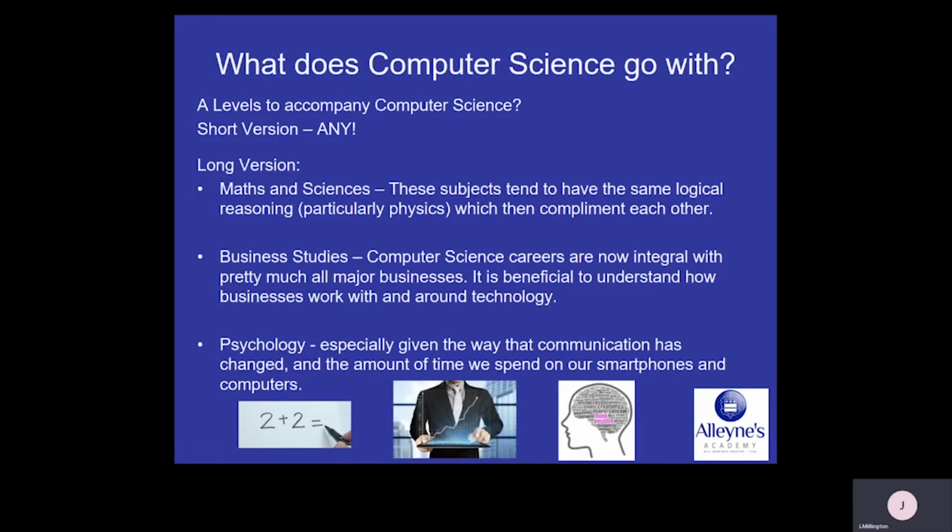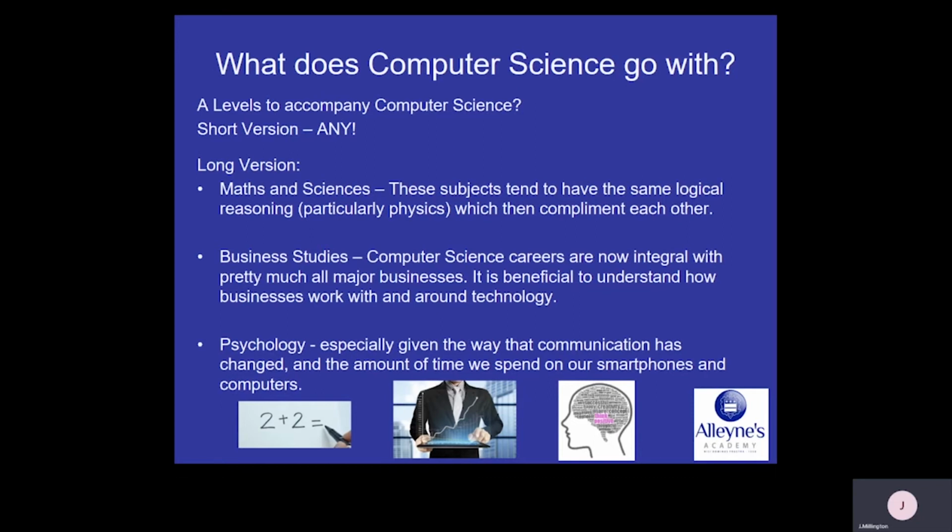What does computer science go with? Well, the short version really is any. Myself, I did it with drama, business studies, and maths. However, it's up to you. It really is up to you. The long version is that yes, it does go well with maths and sciences, mainly because they have fairly similar logical reasoning. So if you really do have a natural affinity to computer science, then maths and sciences do complement each other well alongside computer science.